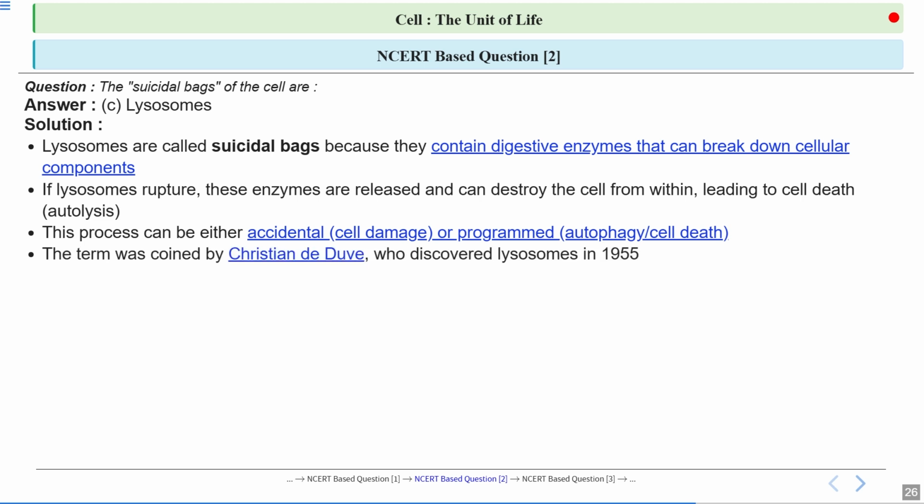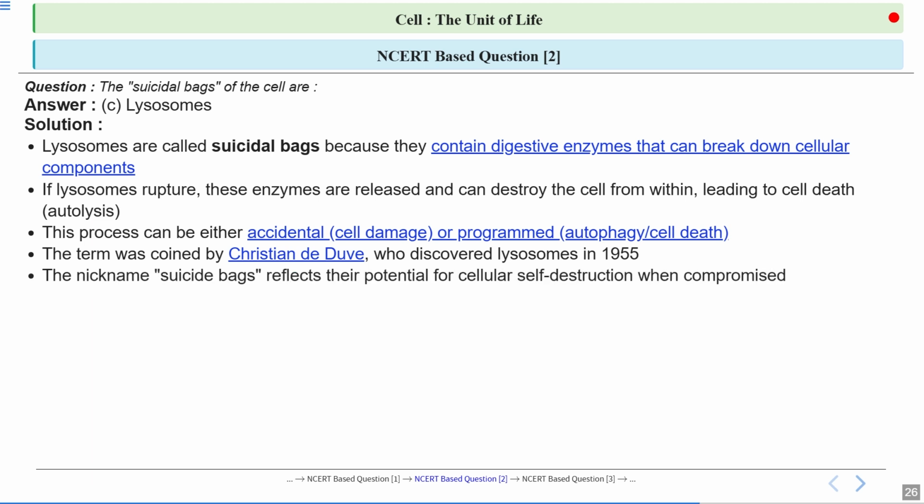Now, the term lysosome was coined by Christian de Duve, who discovered lysosomes in 1955. The nickname suicidal bags reflects their potential for cellular self-destruction when the cells are compromised.